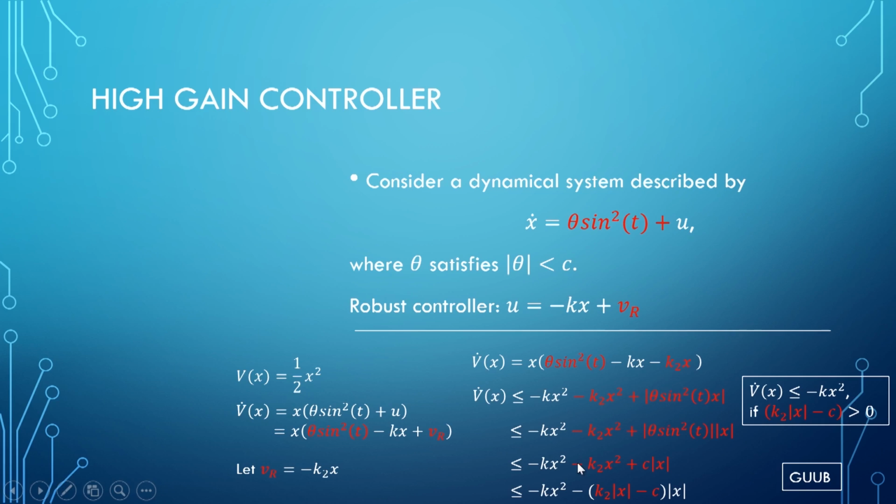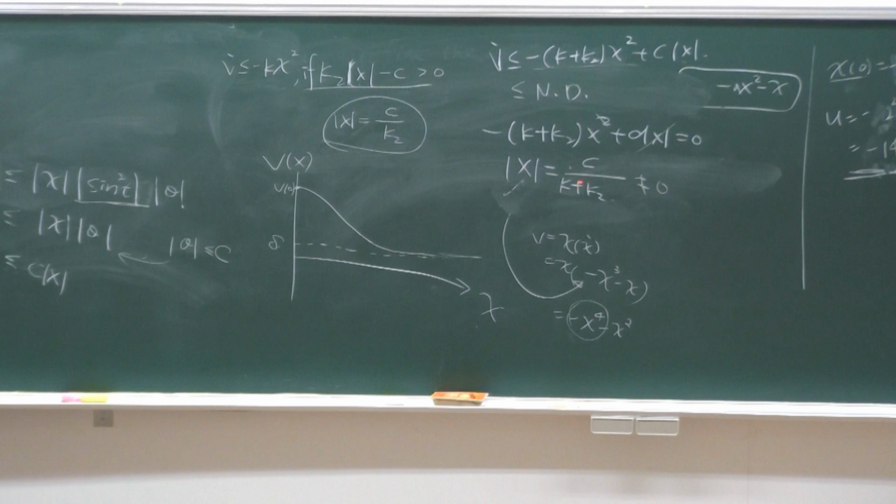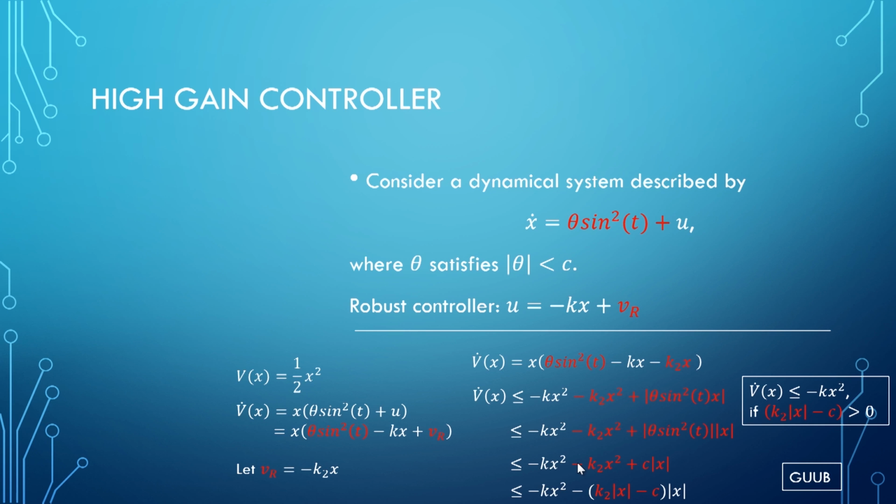Why doesn't it converge to 0? Because of the uncertainties. Because of this c. If c is 0, then this will be 0, right? So the absolute value of x will converge to 0, and V dot will be 0, which means it converges to the origin, right? But because c is non-zero, it comes from the uncertainties, okay? So if you have uncertainty in your dynamics, and you use high-gain controllers, then it won't be globally asymptotically stable. If you don't have unknowns in your system, how can you control something unknown to be asymptotically stable?